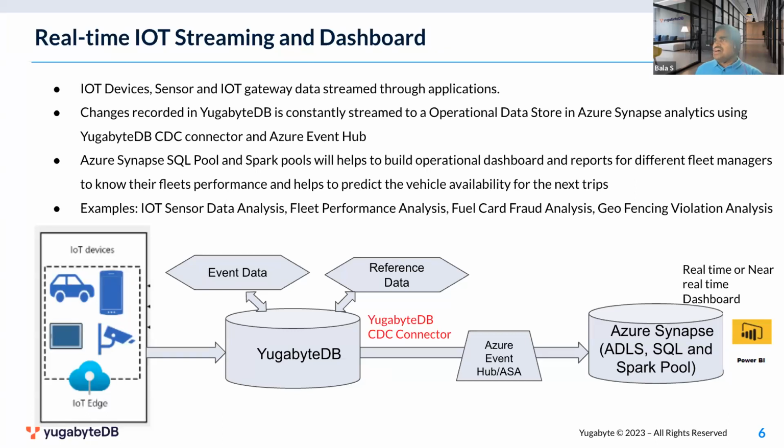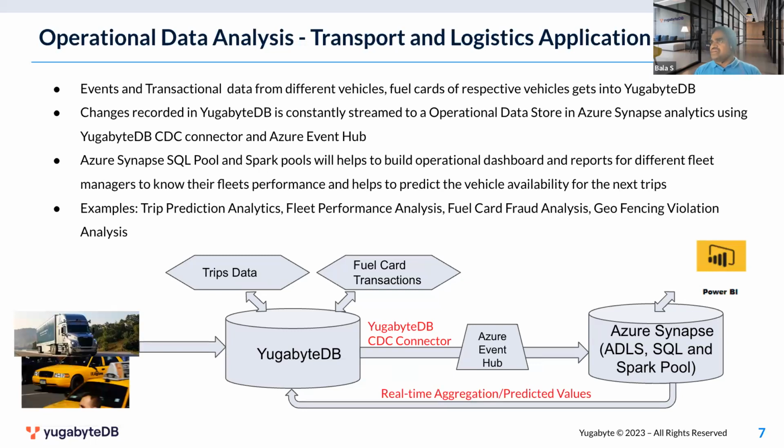There are many use cases on top of that. It doesn't necessarily have to be IoT sensor data. It can even be fleet performance analysis for a truck or car that continuously sends device data to YugabyteDB. You can even find out the driver's performance and the fuel card performance using that data.